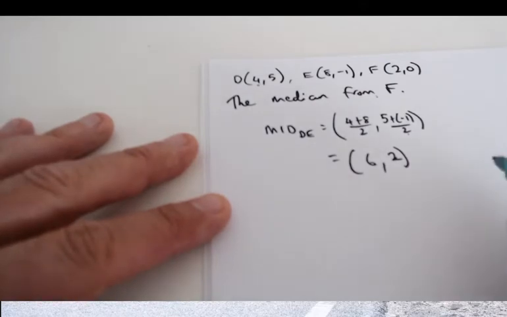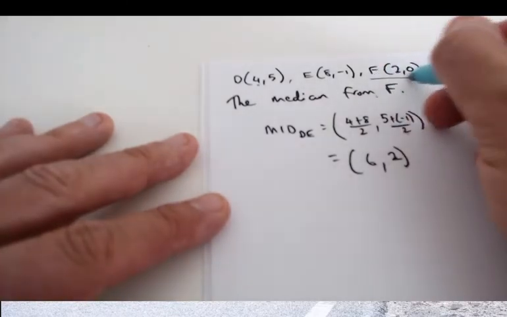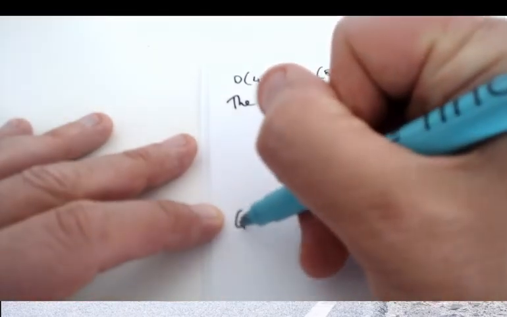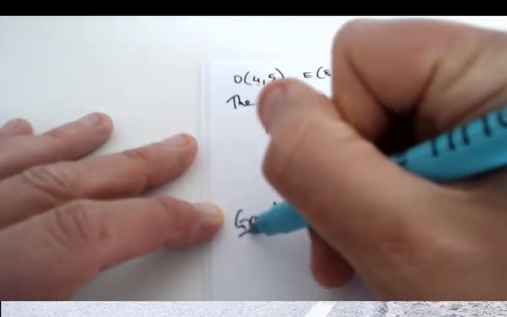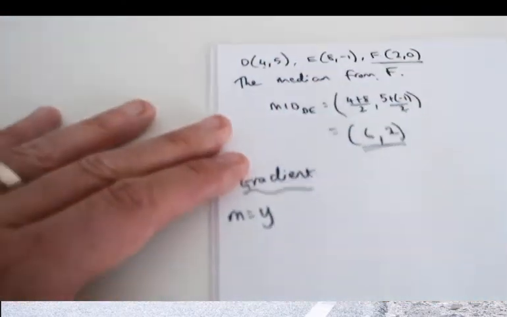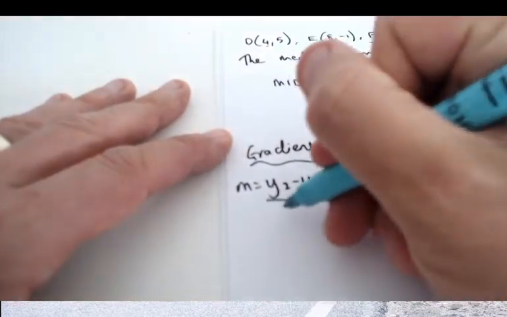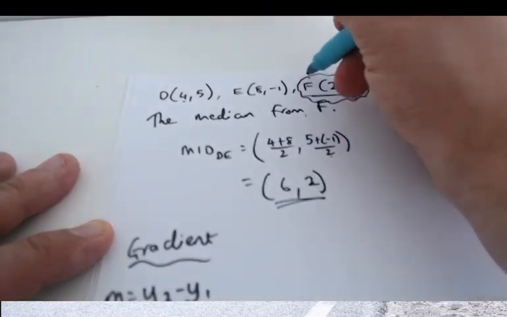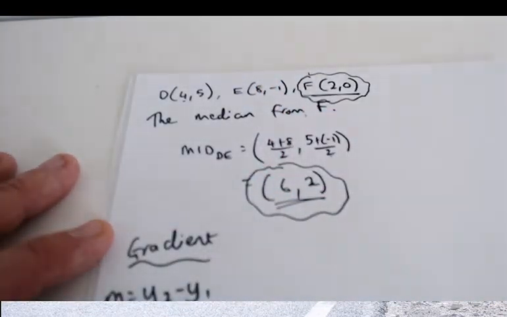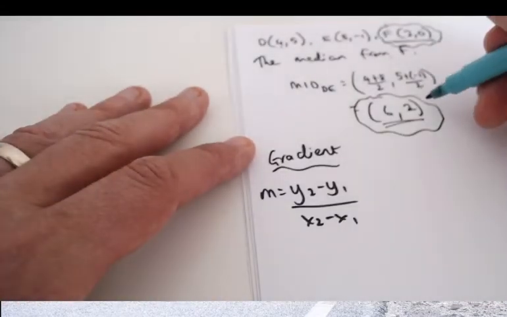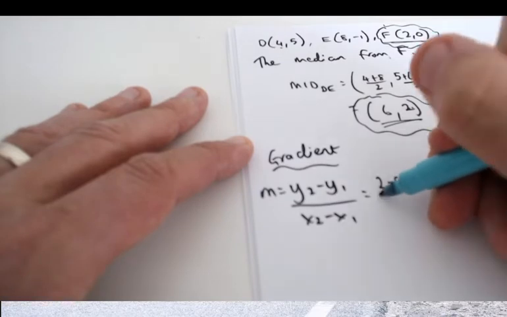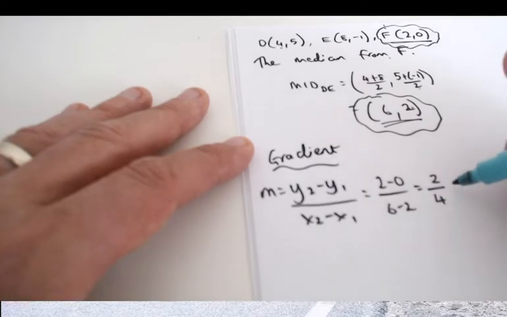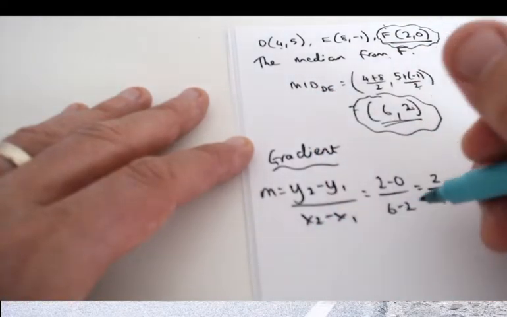So I want the equation of the line which connects F and this midpoint. So that means I'm going to go for my gradient. Let's write it out properly. The points that I'm using, remember, I'm using F and I'm using 6, 2. So for my gradient, it's going to be 2 take away 0, 6 take away 2, which will leave me with 2 and 4, and obviously that simplifies to be a half.